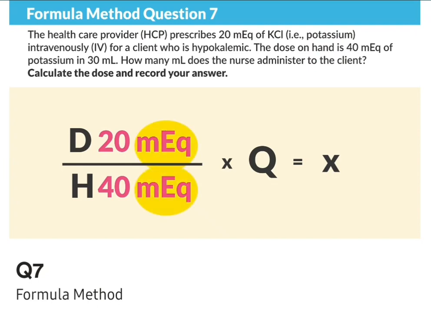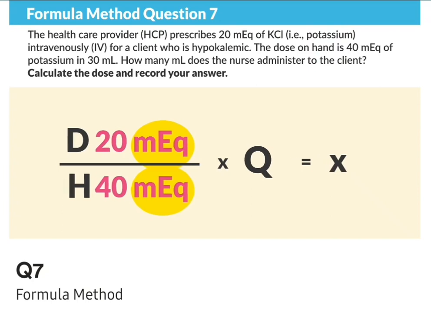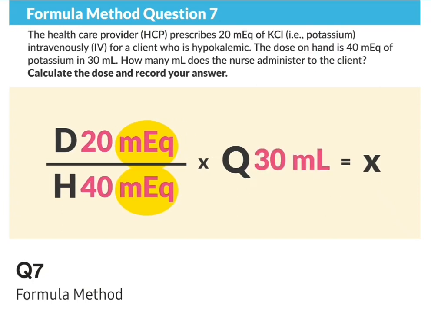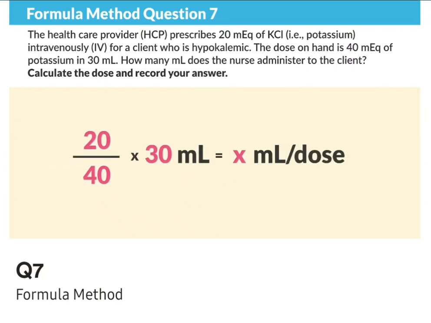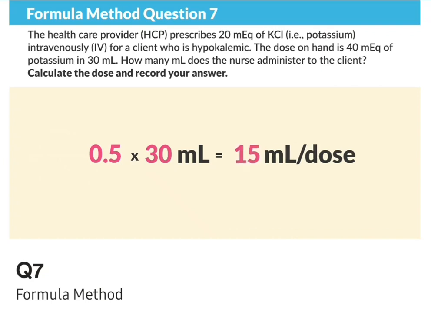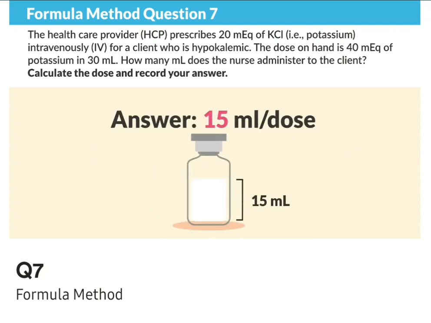Now the Q, what is the quantity? Just look at the question. It's 30 mLs. So the formula should look like this: 20 over 40 times 30 mLs. First, 20 over 40 is 0.5, and 0.5 times 30 mLs is 15 milliliters per dose. So the correct answer here is 15 mLs per dose.